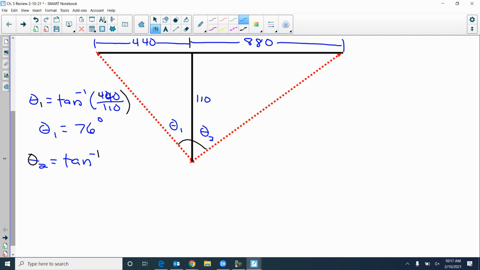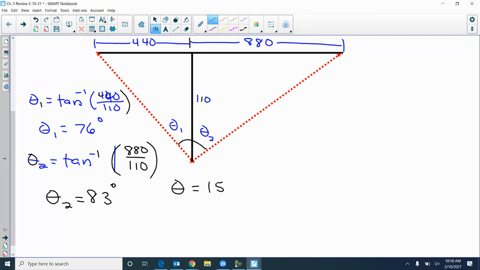Okay. All right. Inverse tangent then of 880 over 110. 84. 880 over 110. And Nathan, what's that one? 83. So theta 2 equals 83. And when we add those two together, final angle: 159? 159? Okay.